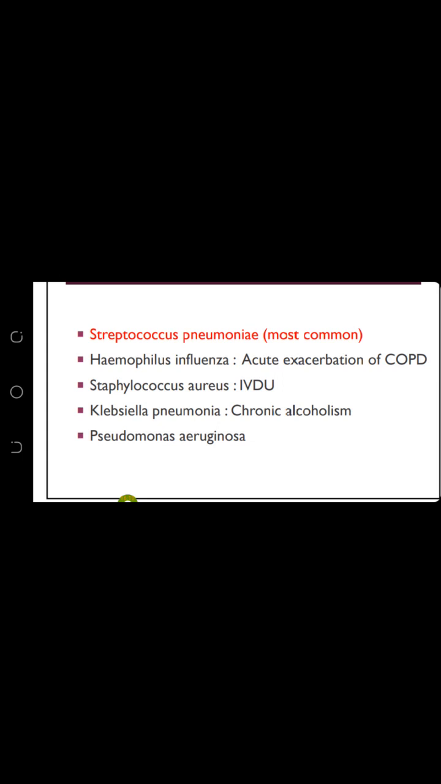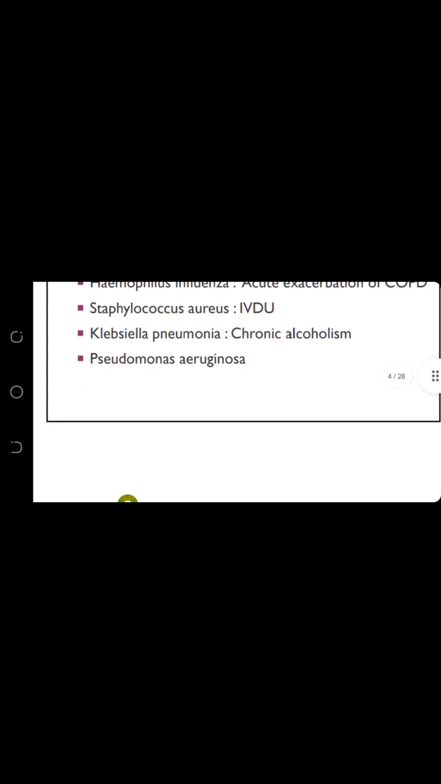Okay, then it's also caused by Haemophilus influenzae, which is also known for acute exacerbation of chronic obstructive pulmonary disease. Then it is also caused by Staphylococcus aureus, as well as Klebsiella pneumoniae, which is associated with chronic alcoholism. This one also causes community acquired pneumonia. Then also Pseudomonas aeruginosa. This one is also a major cause of community acquired pneumonia.